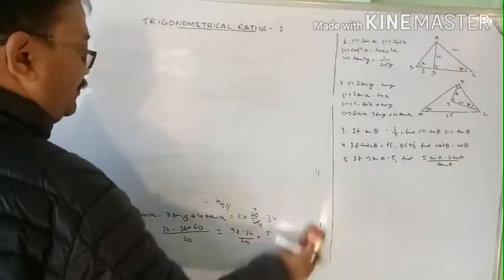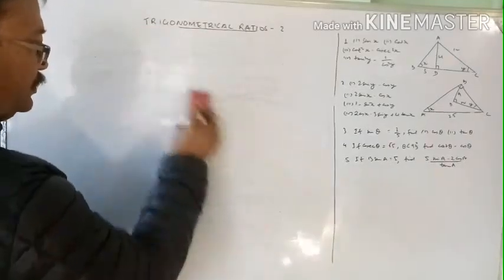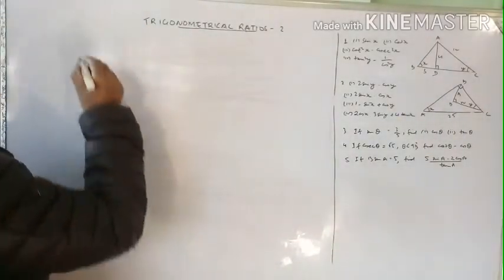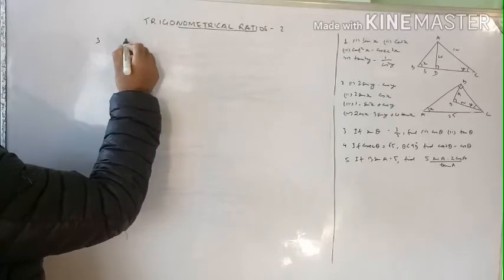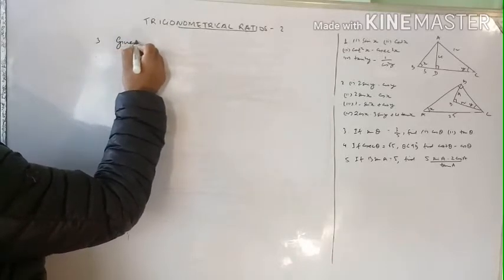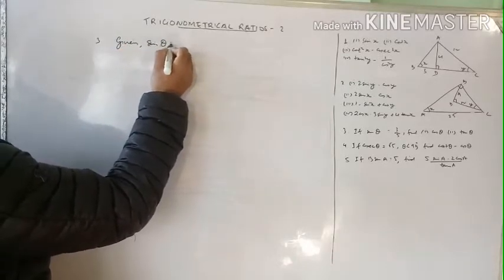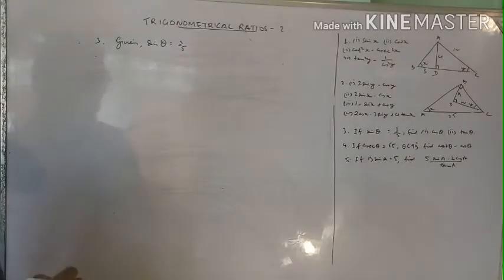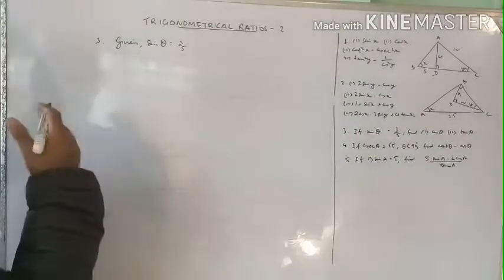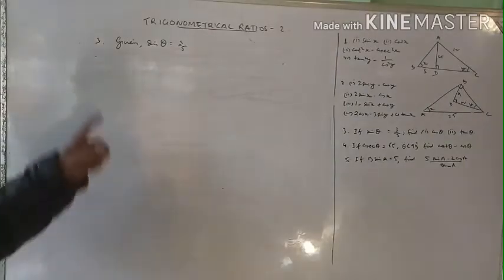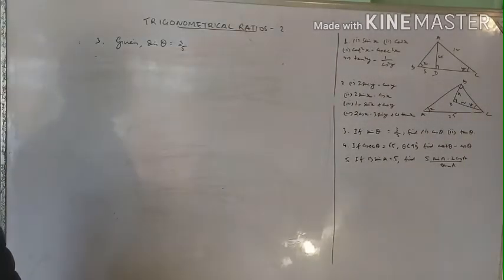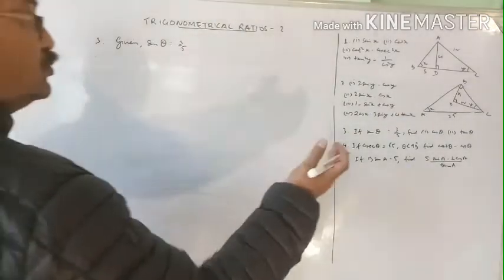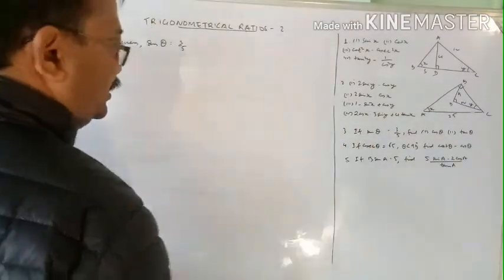Now we'll take another type. That is question number 3. So given sin theta equal to 3 by 5, we have to find the value of cos theta and tan theta. Okay, you can do it in two ways. One, we can use a formula. From sin theta we can find cos theta, and from cos theta we can find tan theta. Otherwise we can use a triangle also, which we'll do in another sum.